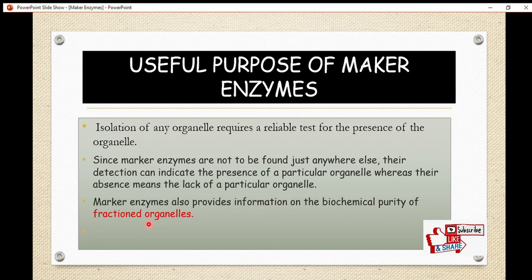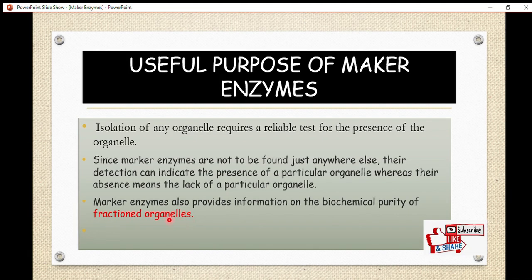So when we get the pellets, then we can determine the biochemical purity by the amount of marker enzyme present in that organelle. Okay, so let's say for instance we did homogenization, and after that we continue to do density gradient centrifugation. We got our pellet and we want to determine whether a particular organelle is present. Okay, so we did the test, a reliable test as said here, and we got let's say 95% of lactate dehydrogenase. Okay, so lactate dehydrogenase is the marker enzyme for cytosol, the cytosolic fraction.